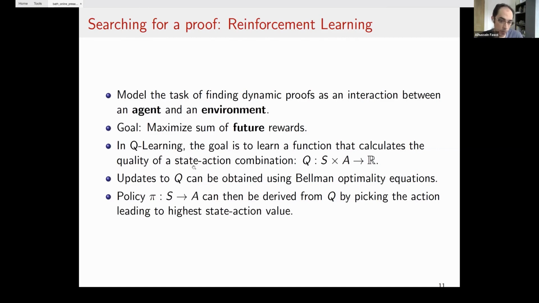In the beginning of the algorithm, Q is initialized randomly, and then we're going to do some updates to Q. That's the process of learning through Bellman optimality equations. After learning, we can extract a policy from this Q by taking the action that leads to the largest Q value. A policy is a function that maps states to actions. You can derive it from Q by looking at all the different actions at a particular state and taking the one that has the largest Q.